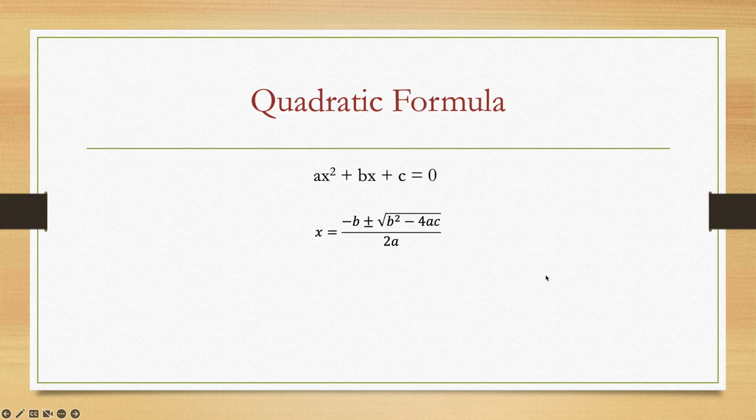Okay. Now we go to the quadratic formula. This is the last new thing for today, and we're going to do 3 examples. This is actually a pretty famous formula.